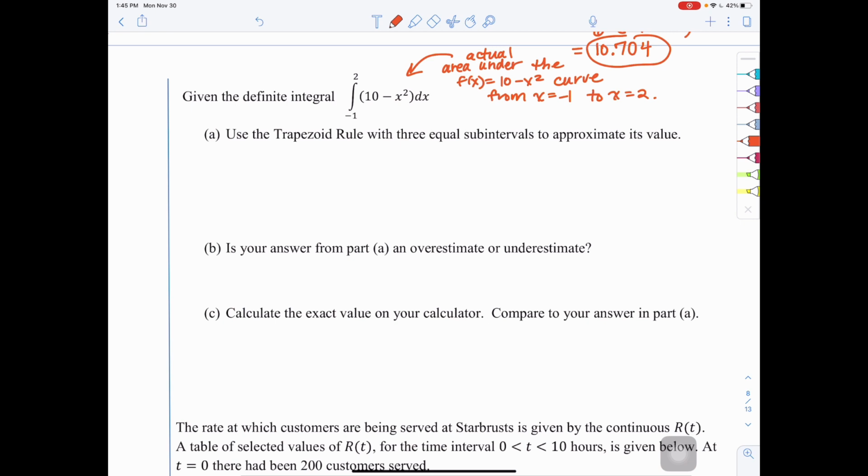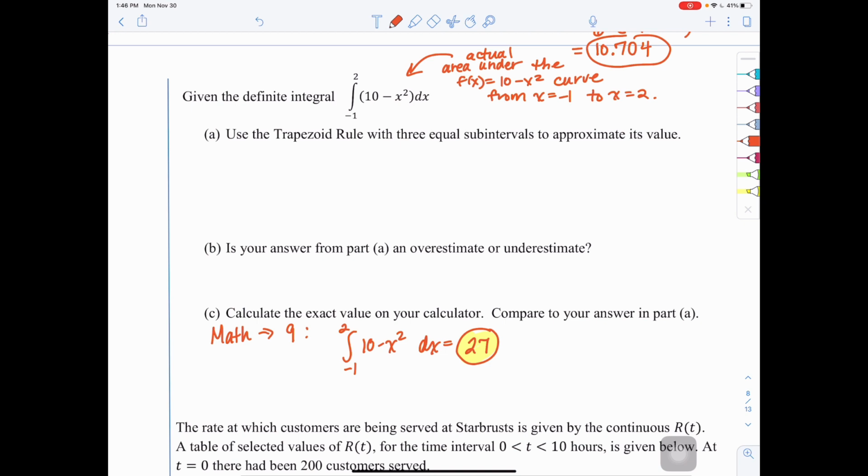So we are going to be putting this in our calculator in part C and using Math 9. Okay, Math 9, and that will integrate that for us. And we're going to get the actual area under the curve, okay? And I'll just go ahead and give that to you right now. From -1 to 2, 10 minus x squared dx, if you use Math 9, you will get 27 on your calculator. So 27 is the actual area under the curve, okay?